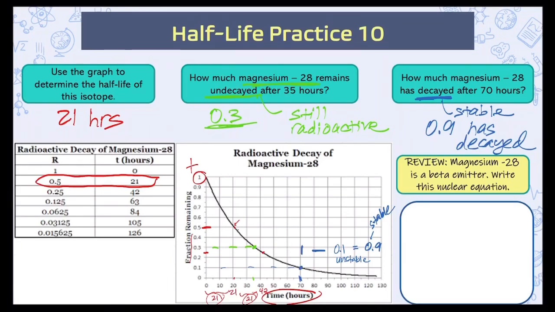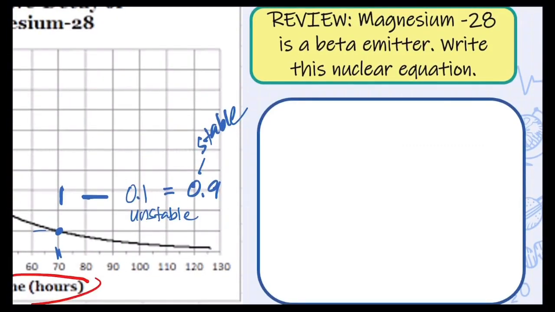Lastly, we're going to take a look at reviewing how to write nuclear equations, in writing the nuclear equation for the beta emission of magnesium-28. So remember how to write the symbol for this isotope. Mg is the symbol for magnesium. 28 is given to us as its mass number, so we'll write that at the top. And at the bottom, remember, is the atomic number. So look it up on the periodic table and write down the atomic number for magnesium. It's 12.